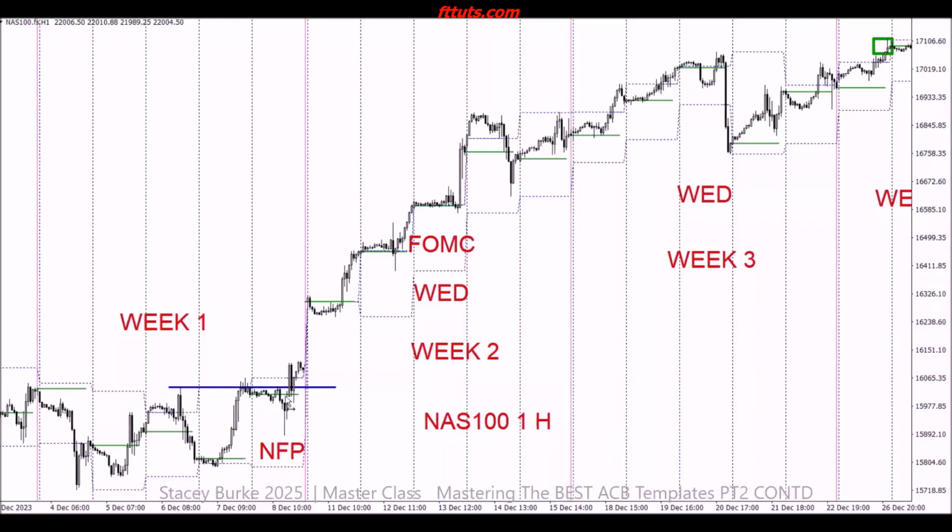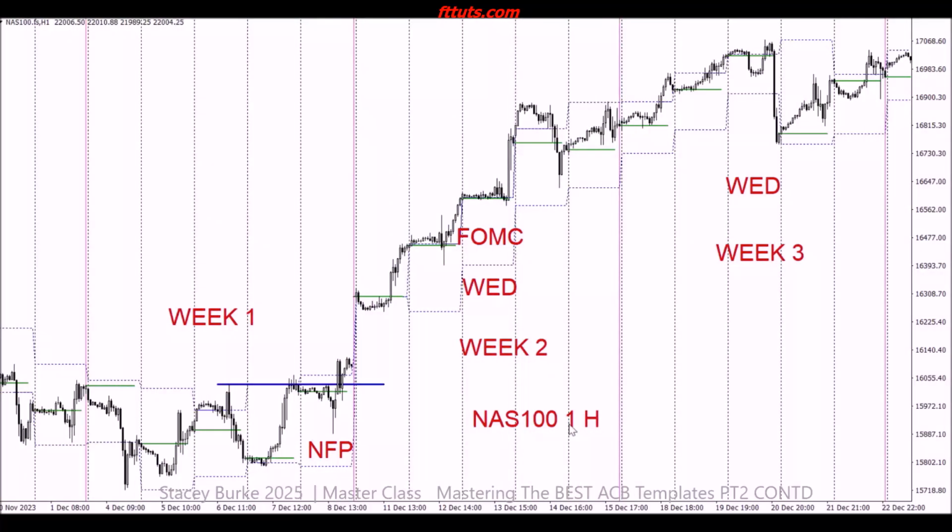So when we walk through, we have our non-farm payrolls week. Somebody mentioned recently, they said, it's confusing, all these week counts. And no, it's the first week of a month.